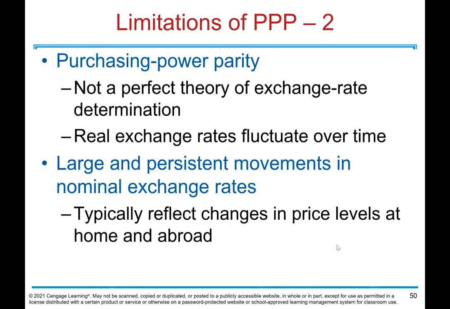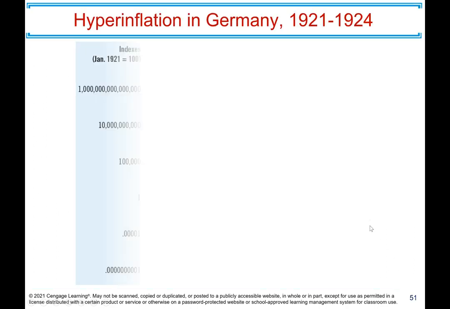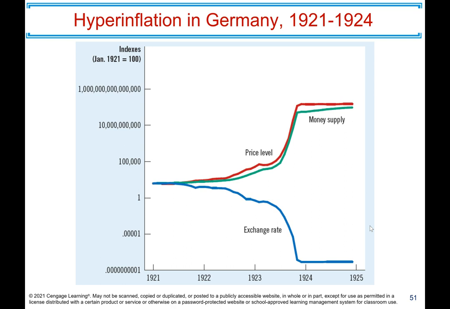Purchasing power parity is not a perfect theory of exchange rate determination. Real exchange rates fluctuate over time. Large and persistent movements in nominal exchange rates typically reflect changes in price levels at home and abroad. Hyperinflation in Germany in 1921 to 1924. The exchange rate declined, and the price level and money supply increased.